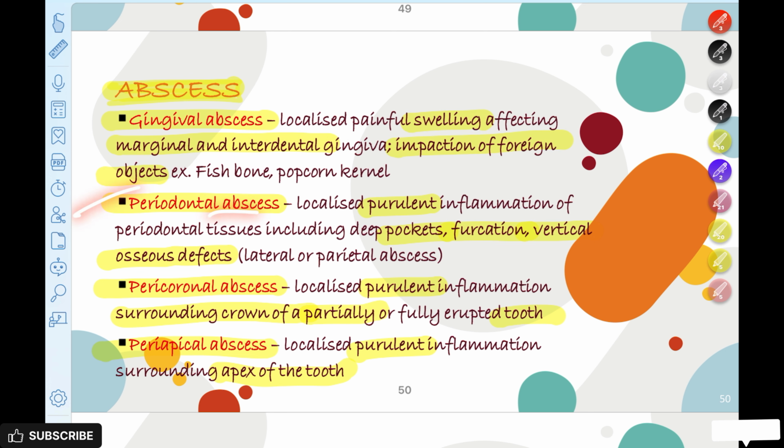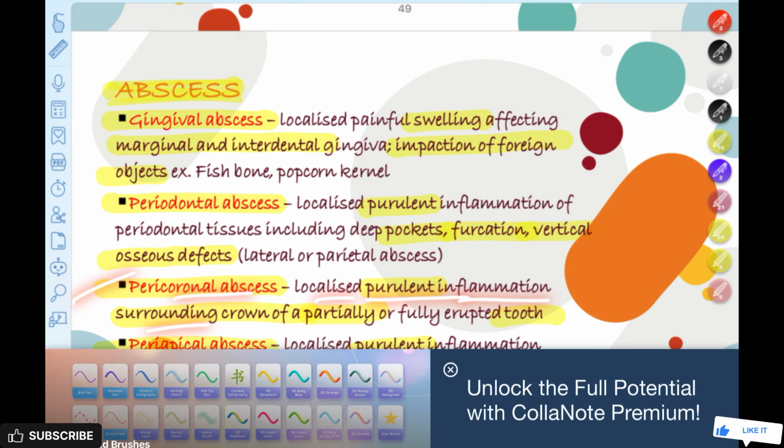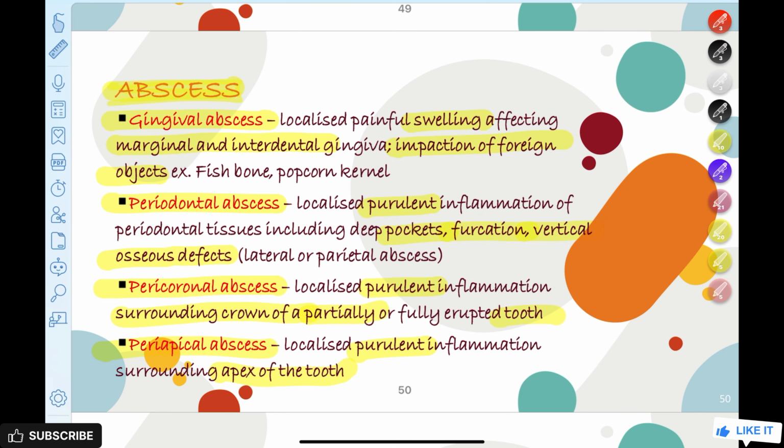Next we have periodontal abscess. It is also localized purulent inflammation of periodontal tissue including deep pockets, furcation, vertical osseous defects, lateral or parietal abscess. Next we have pericoronal abscess. It is also localized purulent inflammation, purulent is nothing but pus forming, surrounding the crown of partially or fully erupted teeth. It is very important. Pericoronitis is seen in the case of partially erupted teeth or in the case of third molar.